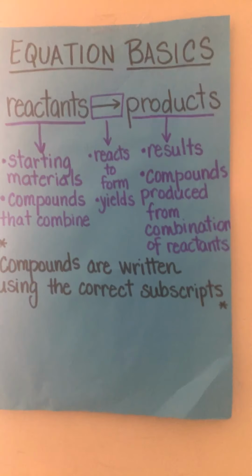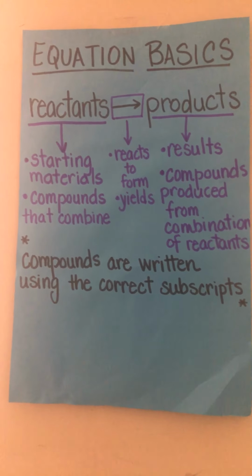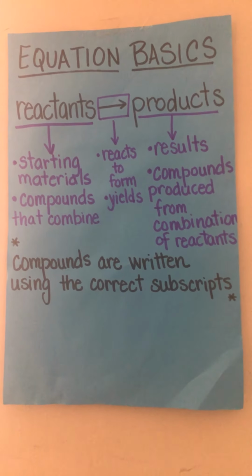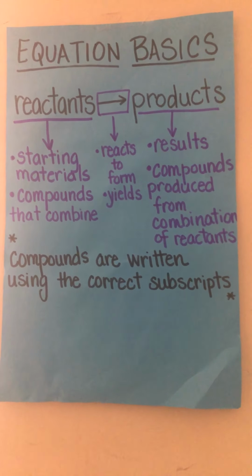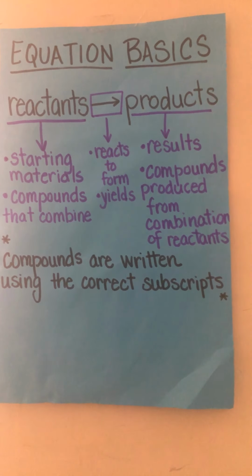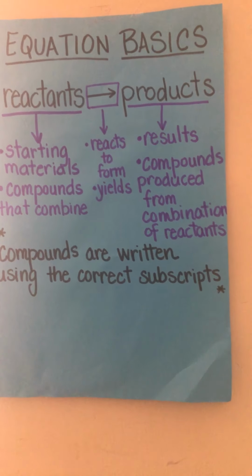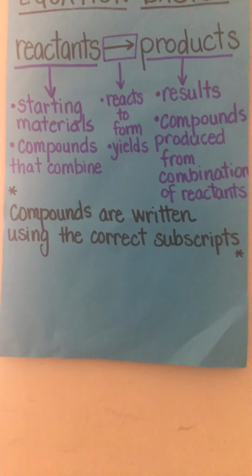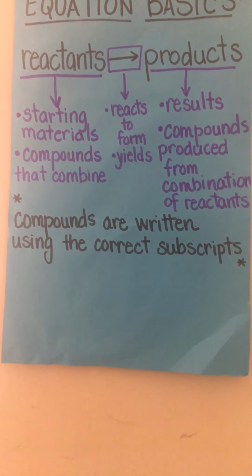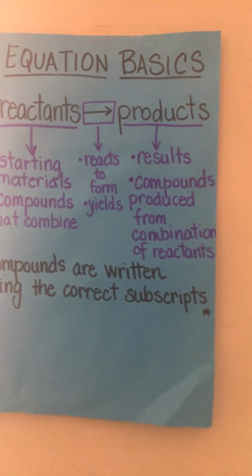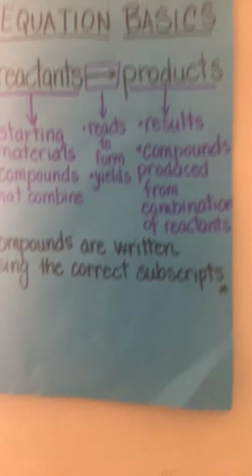All right, so now basics. You have reactants and products. The reactants are your starting materials, compounds that combine. The arrow means reacts to form, or yields. And your products are your results, the compounds produced from the combination of these reactants. Compounds are written using the correct subscripts. You can't change the subscripts. You really need to have them written correctly before you attempt to balance an equation.